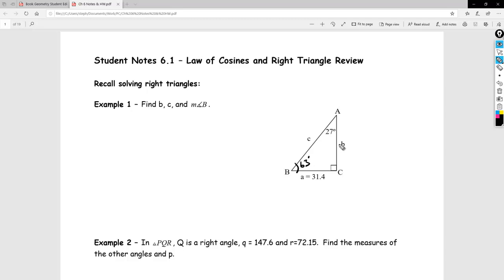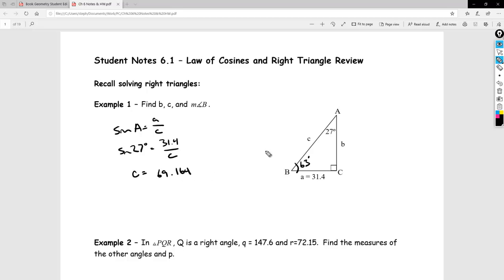Okay, then in finding the side lengths of B and C, we have a few options here. It's probably easiest to use sine. So I'm going to say that sine of A is equal to little a over little c, meaning that sine of 27 is equal to 31.4 over c. Okay, so solving for c, make sure your calculator is in degrees here. Solving for c, I end up getting 69.164.